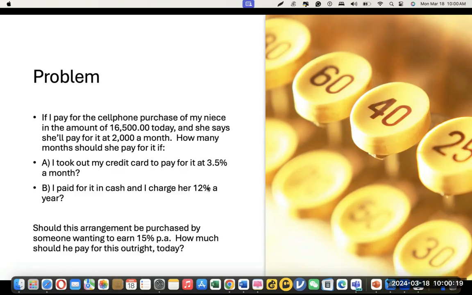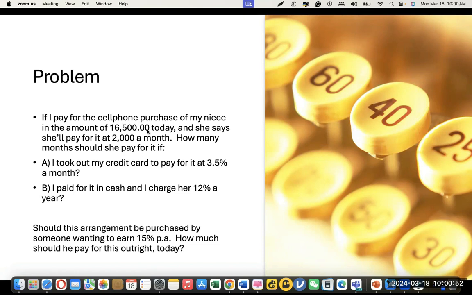So this is another problem, no? So similar to what I said kanina. This is actually something that happened not too long ago with my wife. So siya nagbayad, so she paid for the cell phone purchase of her niece, actually in the amount of 16,500 today. She was the one who paid for the cell phone.